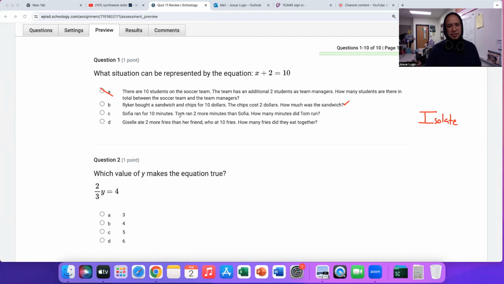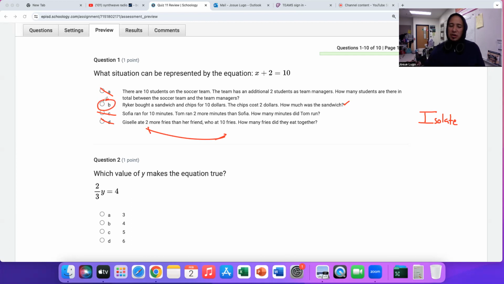Sophia ran for 10 minutes. Tom ran 2 more minutes than Sophia. How many minutes did Tom run? All right, so 10 minutes, Tom ran 2 more. So are we adding 2 and 10 or no, that doesn't make sense. No. And then Giselle ate 2 more fries than her friend who ate 10 fries. Again, here they seem to want to combine 10 and 2. Are we adding 10 and 2? No. So ladies and gentlemen, the only one that makes sense is B. So that would be the answer.